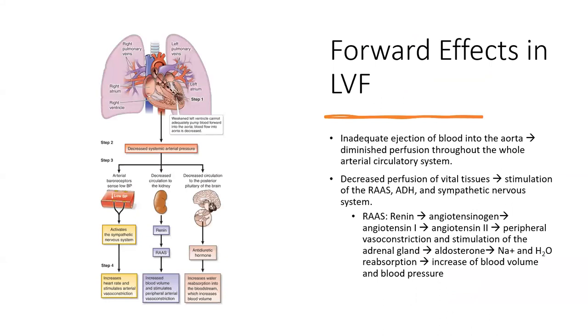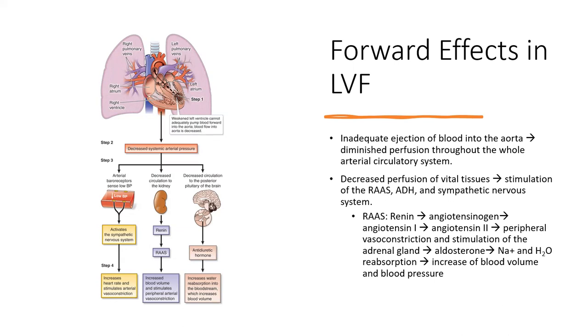So these are some of the forward effects in left ventricular failure. Inadequate ejection of the blood into the aorta causes diminished perfusion throughout the whole arterial circulatory system. So we've got decreased systemic arterial pressure, as you can see on here. That weakened left ventricle cannot adequately pump blood forward into the aorta. Blood flow into the aorta is decreased. Decreased perfusion of vital tissues.